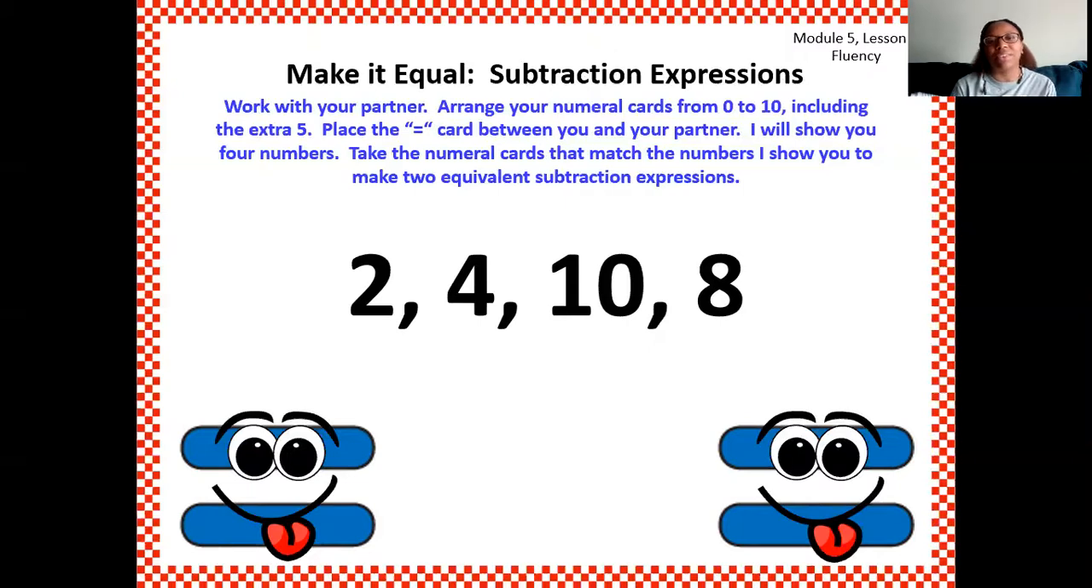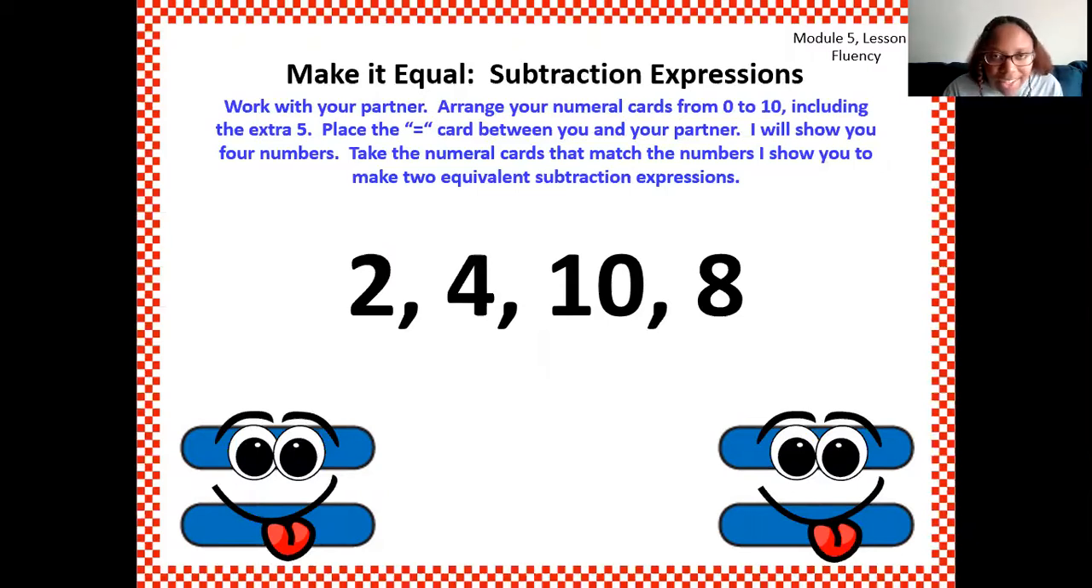We have the numbers 2, 4, 10, and 8. What did you get? And you are correct. It's 10 minus 8 is equal to 4 minus 2 because those two expressions are equal to 2. Give yourself some shine. I think you did a great job with equal expressions using subtraction.